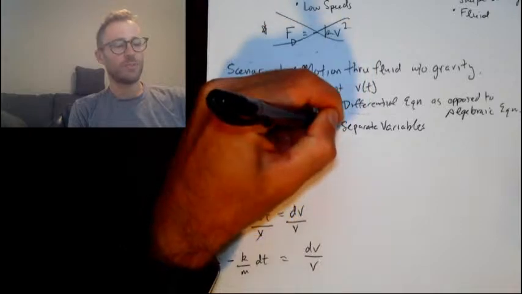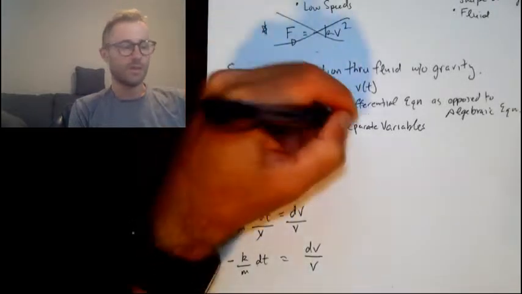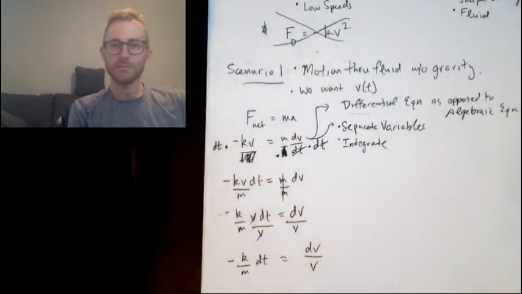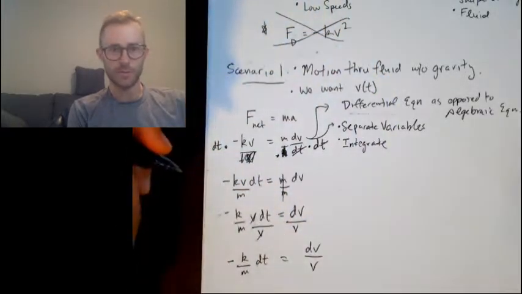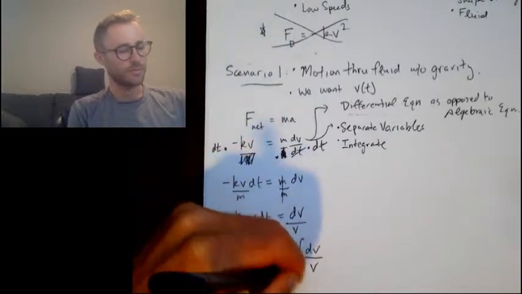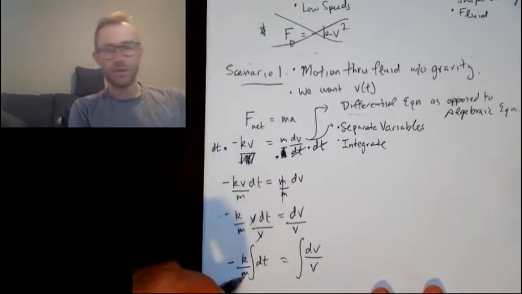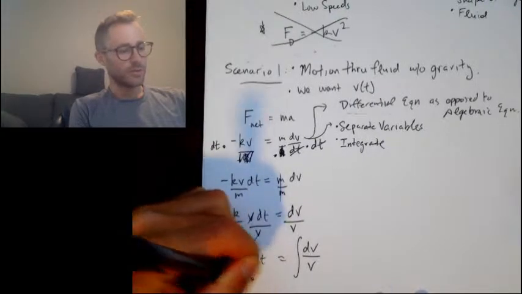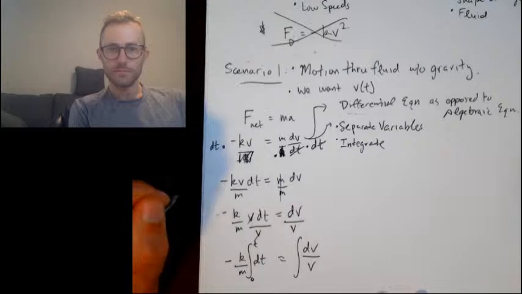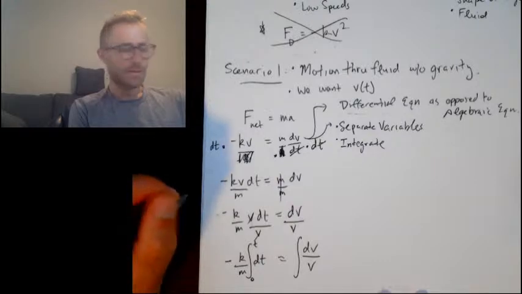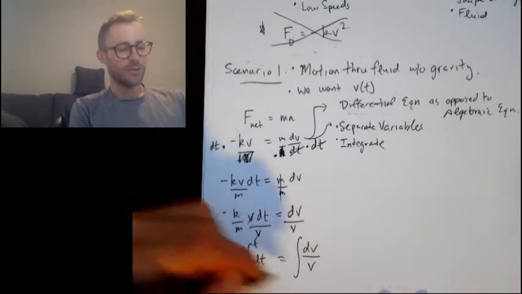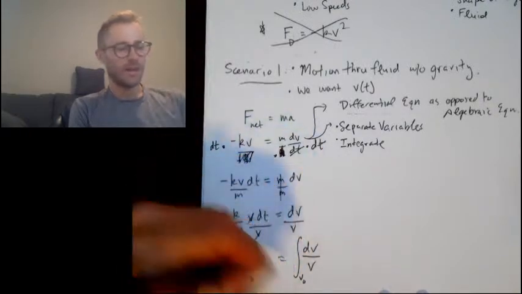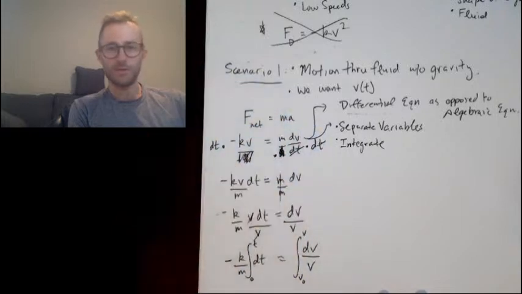Once you separate the variables, you then integrate. You are going to integrate both sides of this equation. k and m are constants, so I can pull them out of the integral. I'm going to integrate them from 0 to t. At time 0, the velocity is at some initial value, v naught, and at time t, it's at some final value.